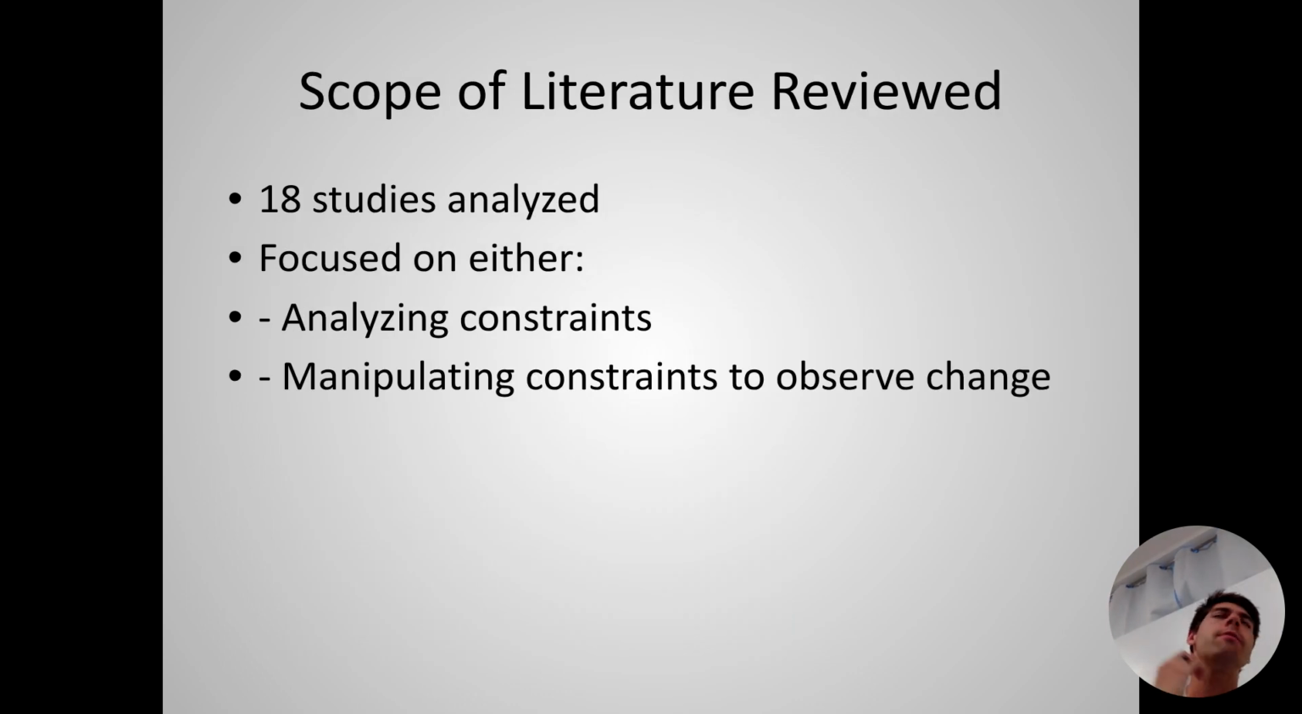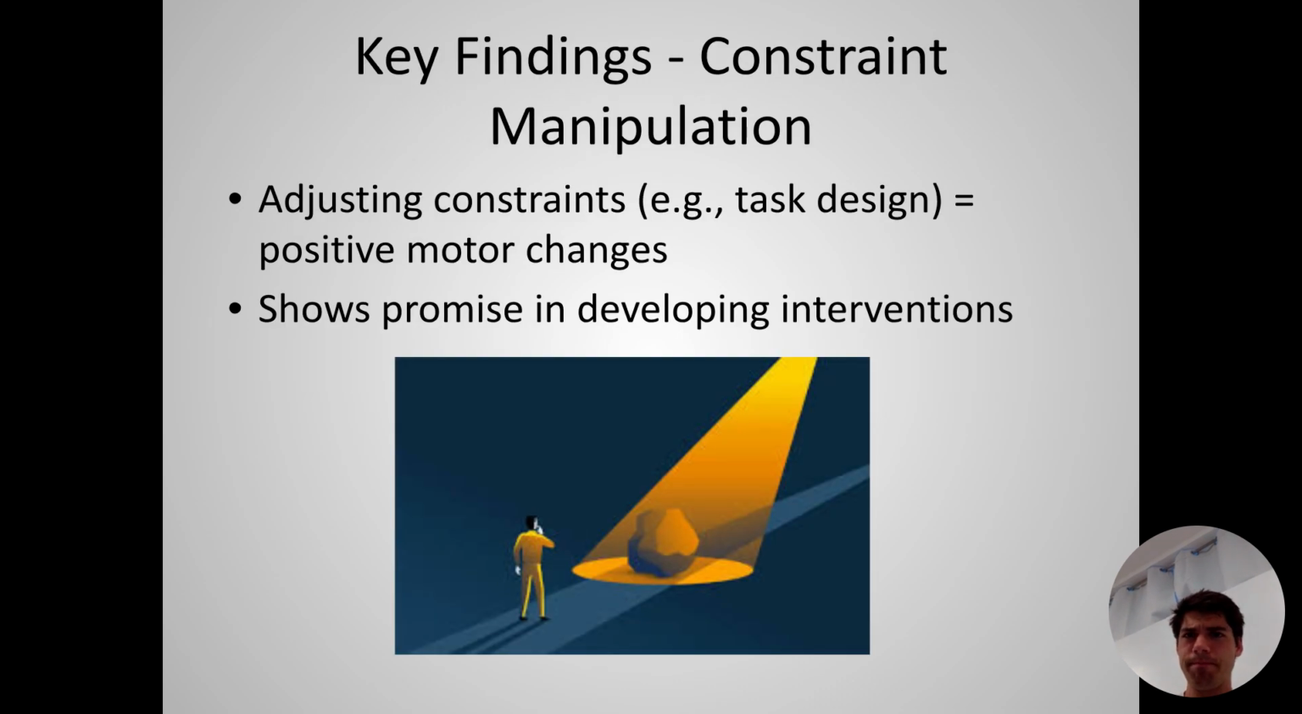So there were 18 different studies that were analyzed, and they either looked at individuals with autism spectrum disorder learning motor skills, looked at the constraints that limited them, or manipulated the constraints to see if there was an ability to incur change, whether it was promoting growth in motor skill development or limiting it by changing the environment, the task, or if different individuals had aptitudes for different requirements.